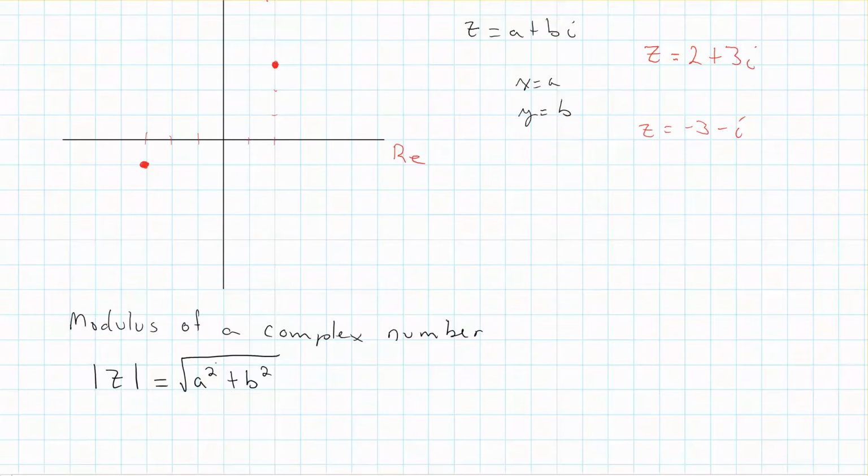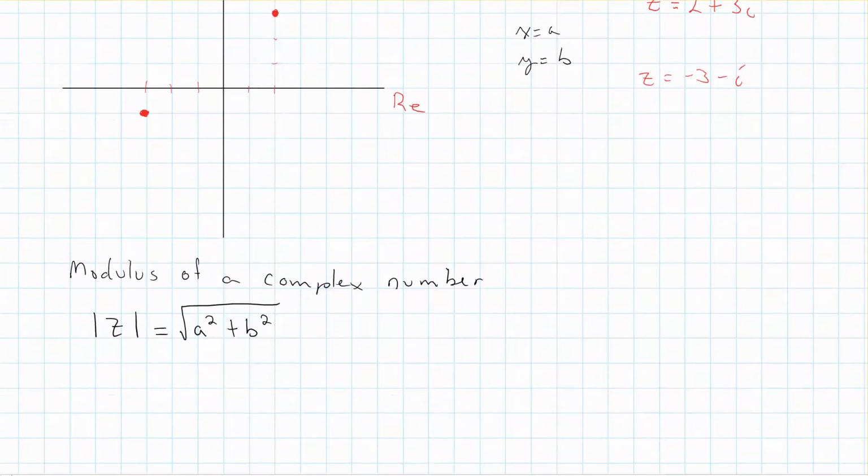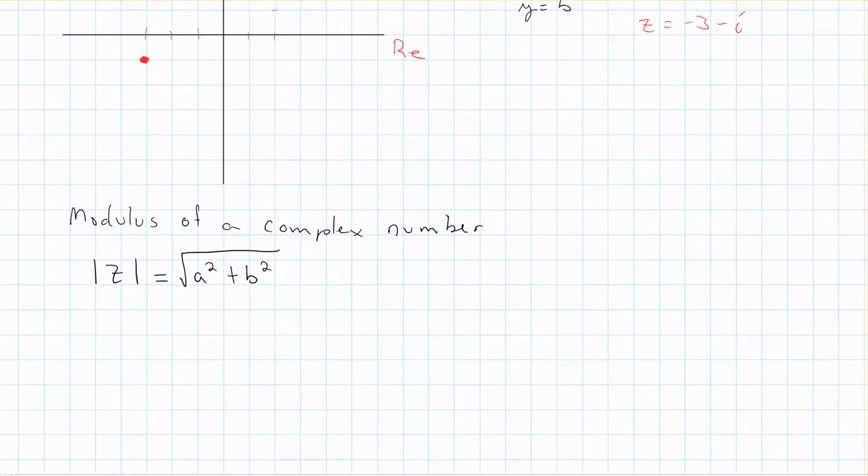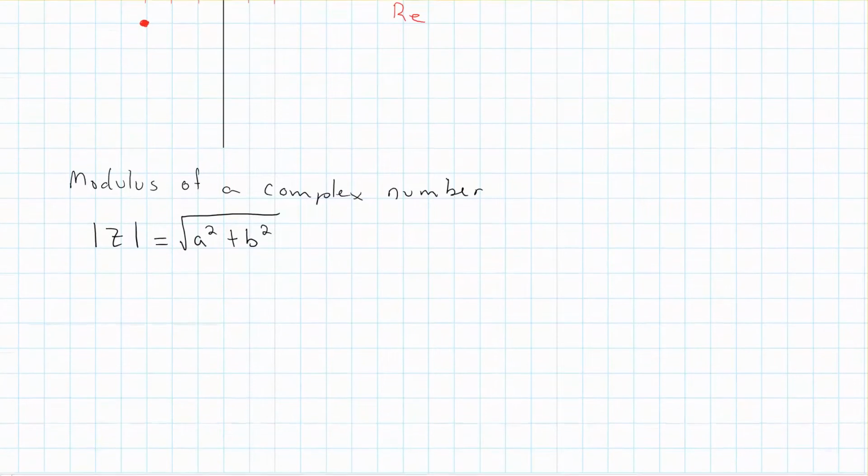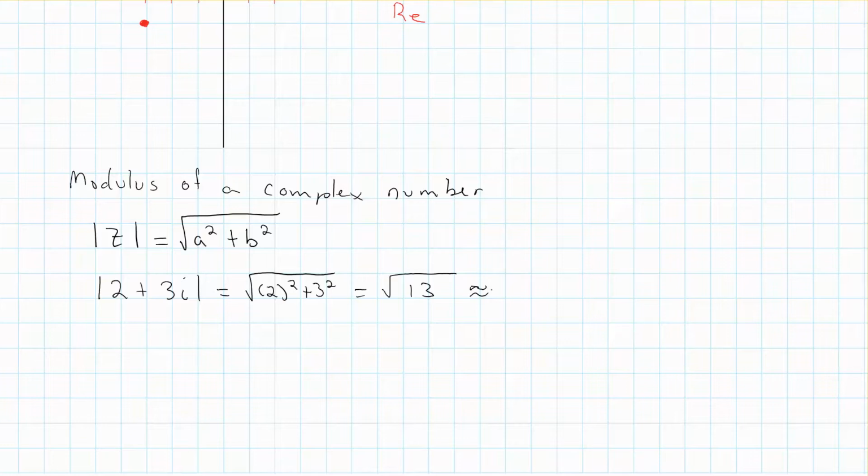So let's go ahead and do an example of what this is here, and we'll talk about why this is what we use to represent what's called the modulus here. So let's look at the modulus of 2 plus 3i. So this would simply be the square root of 2 squared plus 3 squared, which would be the square root of 13, which I'm going to go ahead and write as a decimal number here. Square root of 13 is approximately 3.61.